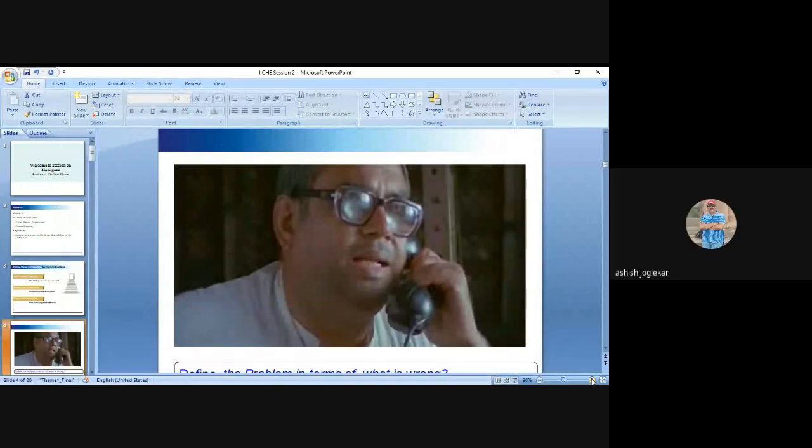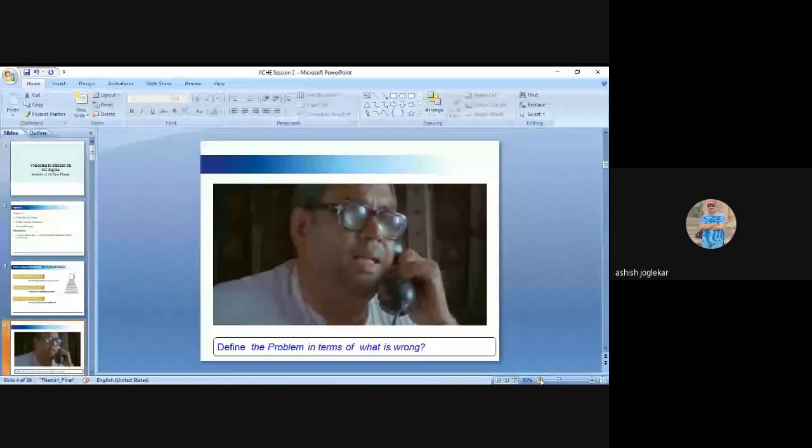So yeah, good. The most important thing is to define the problem in terms of what is wrong. You must have seen this movie Hera Pheri. पर ऐसा होता है, अरे कहना क्या चाहते हो? So we must be able to know what is wrong. In many cases, the person taking the project, if he is not able to define the problem correctly, will not be able to solve what the customer actually wants.